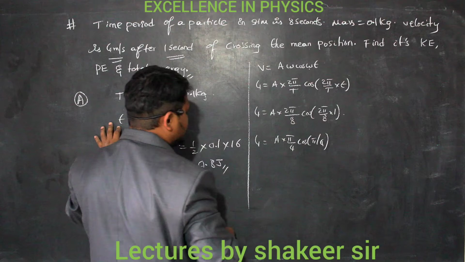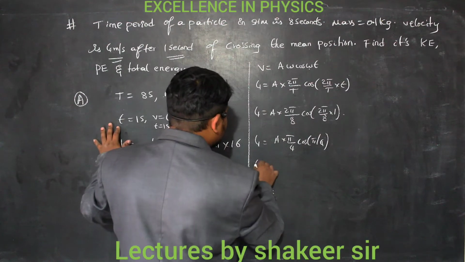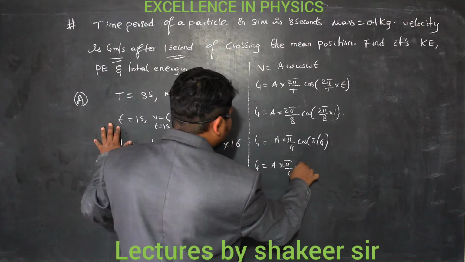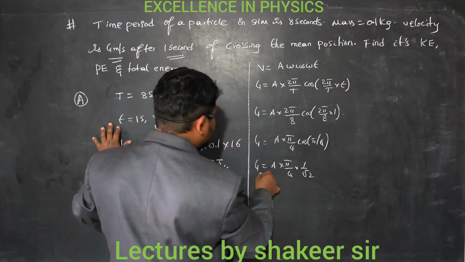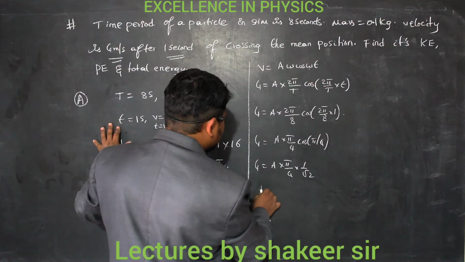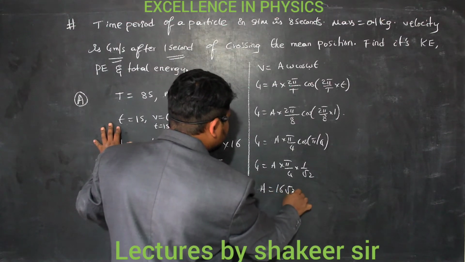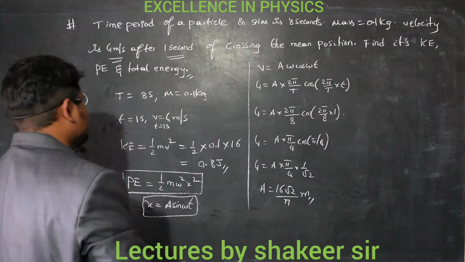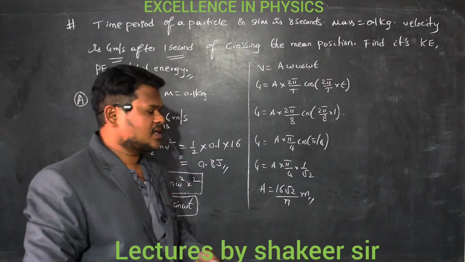Cos pi by 4 is cos 45, which is 1 by root 2. So 4 is equal to a into pi by 4 into 1 by root 2. So 4 fours are 16, so 16 root 2 by pi. So a is equal to 16 root 2 divided by pi meters. So this is the amplitude of the particle. Are you able to understand?